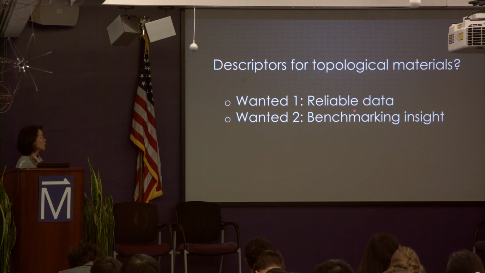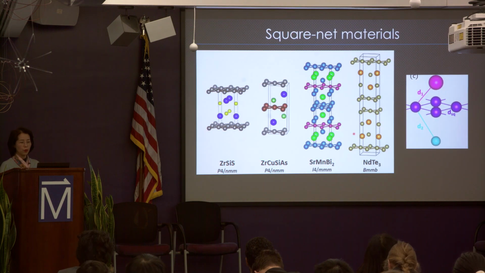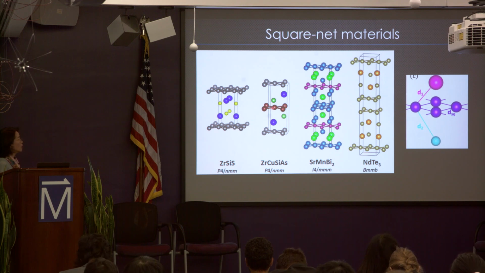In order to go through this adventure, we needed to have reliable data, and we needed to have benchmarking insight, which came from what Leslie was able to reason. So what we thought we would do is we'll go through these square net materials. These are a family of square net compounds. They have the name because they all have this structure where there is a square net. Maybe there's one here or multiple here, but they are separated by other atoms.